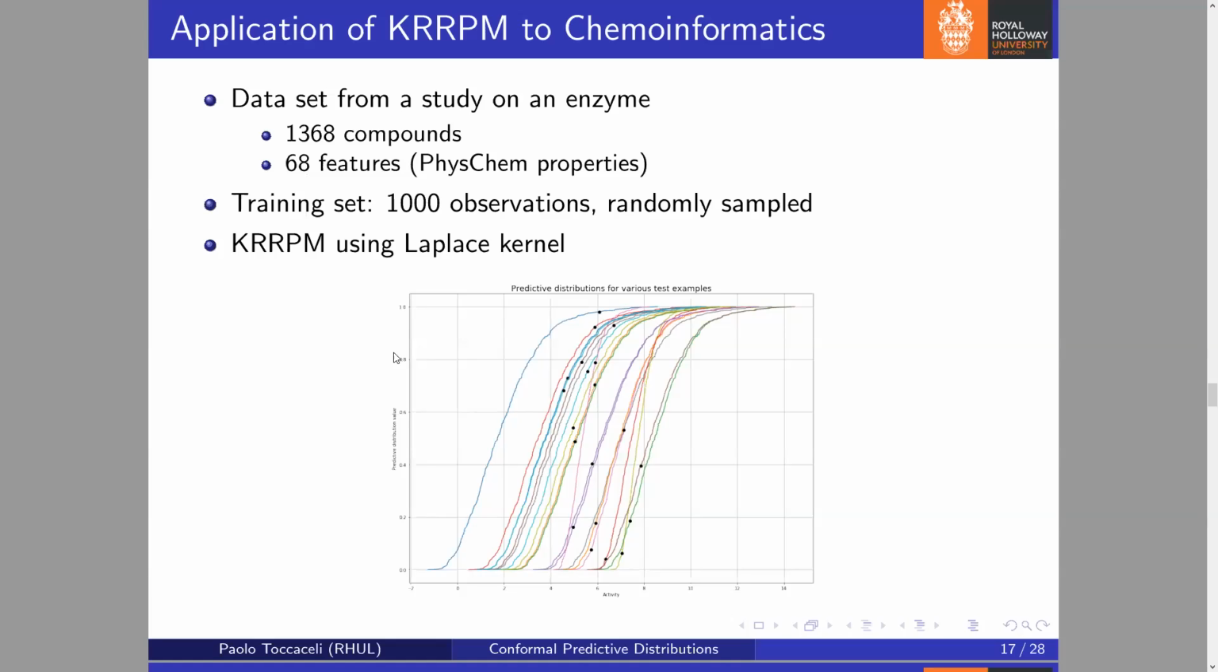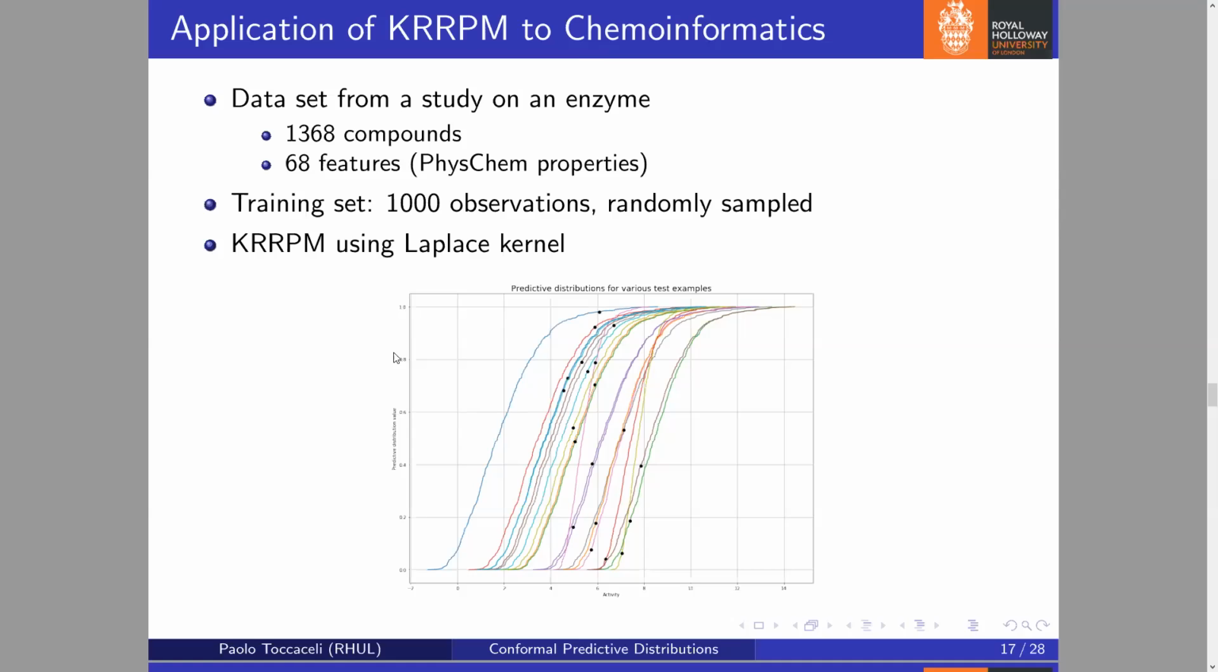So let's now take a look at what KRRPM as a form of predictive distribution can give you. And I'm taking this example from a study that was part of a collaboration with a major pharmaceutical company, where we were trying to predict the biological activity of a number of compounds on a specific enzyme of interest. And we were given a data set with 1,368 compounds. Each compound was described by 68 features that were physicochemical properties. Out of this set, we extracted randomly a set with 1,000 observations, and we applied KRRPM.